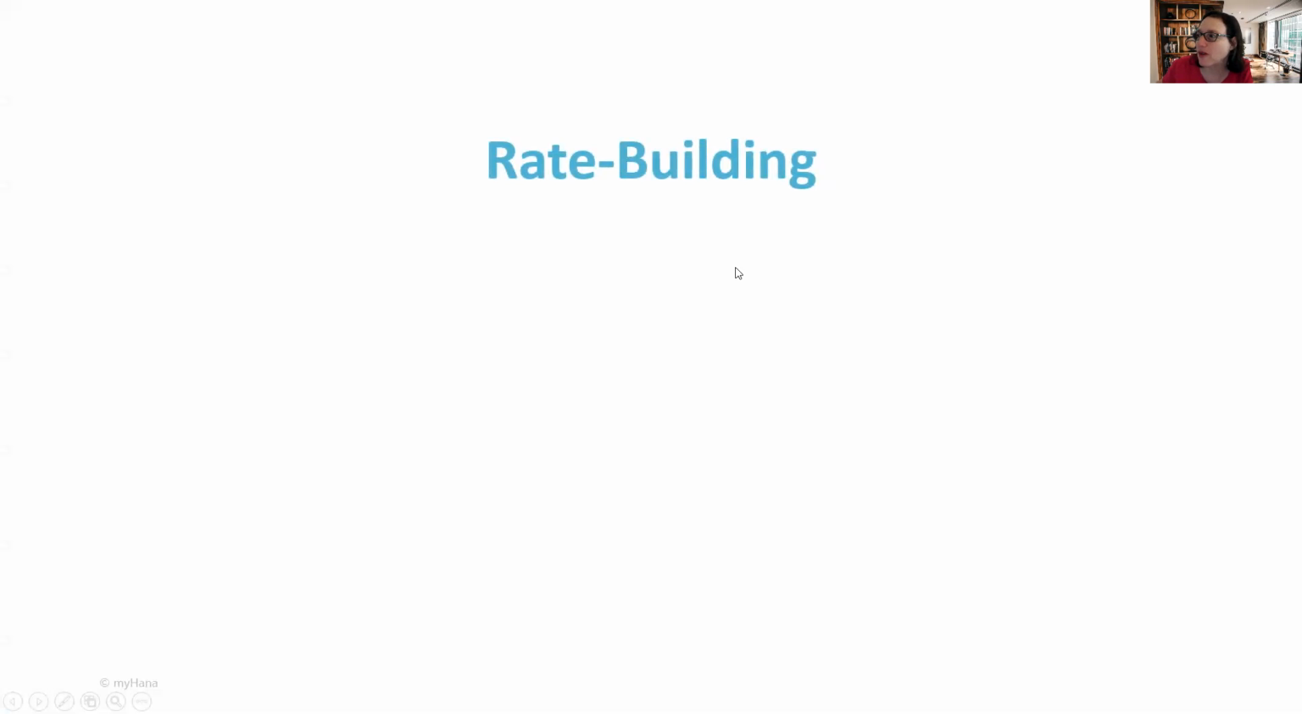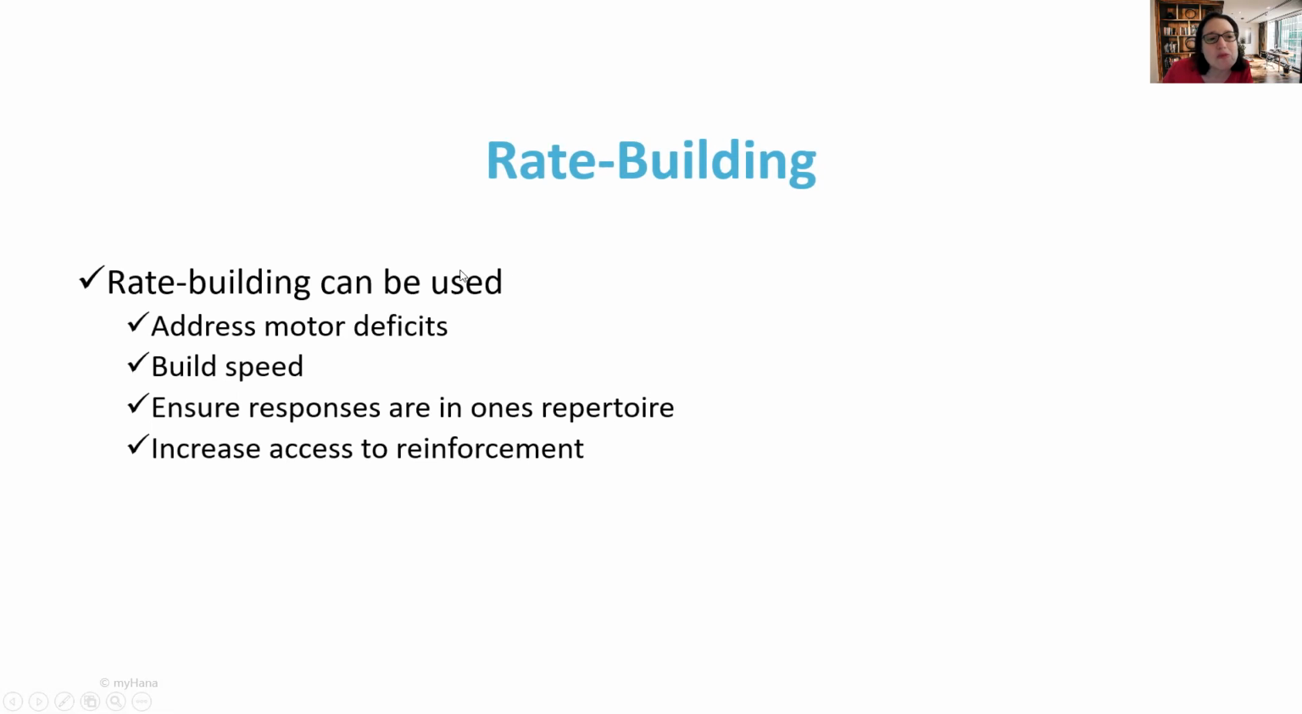And now let's talk about rate building. Rate building can be used to address motor deficits. So that could be walking, it could be holding a pencil. It helps to build speed. It ensures that the responses are ones that the child has. They can do that already, or they have components of it. And it also increases access to reinforcement.